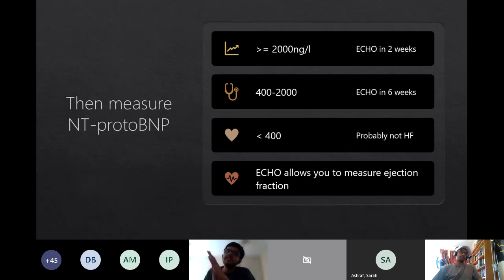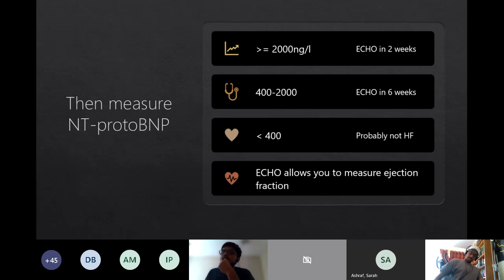BNP stands for brain natriuretic peptide. It's actually produced in the brain, but it's also produced within the left ventricle, and it relates to ventricular stretch. If you've got heart failure, you're more likely to have more fluid within your heart, your ventricles stretch more, and you get a higher BNP reading. So that's why it's suggestive of heart failure.